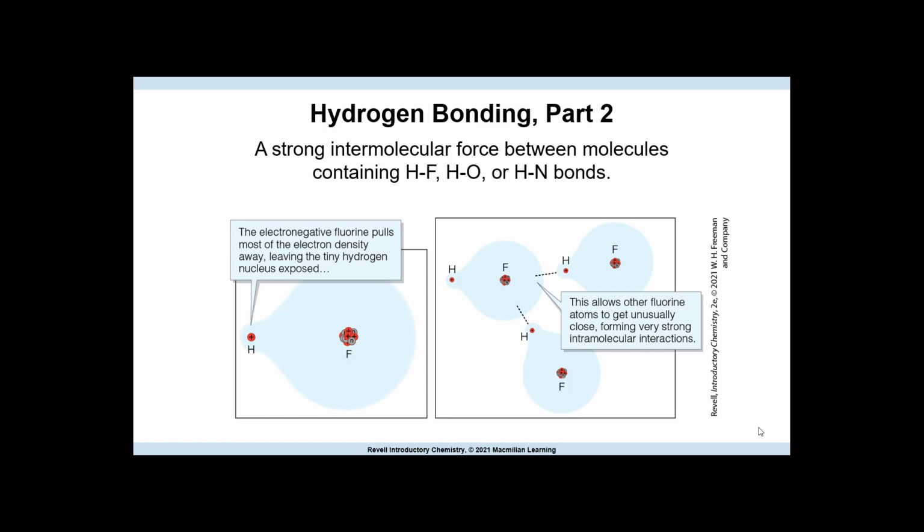So think of it this way: these molecules have a strict who's-allowed party, and the only ones that are allowed to this party are F, O, or N, and that's it. And they have to be attached to a hydrogen.